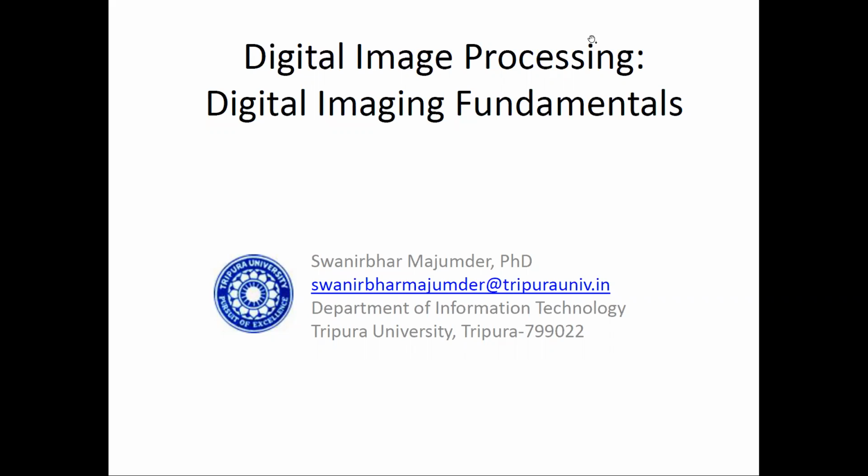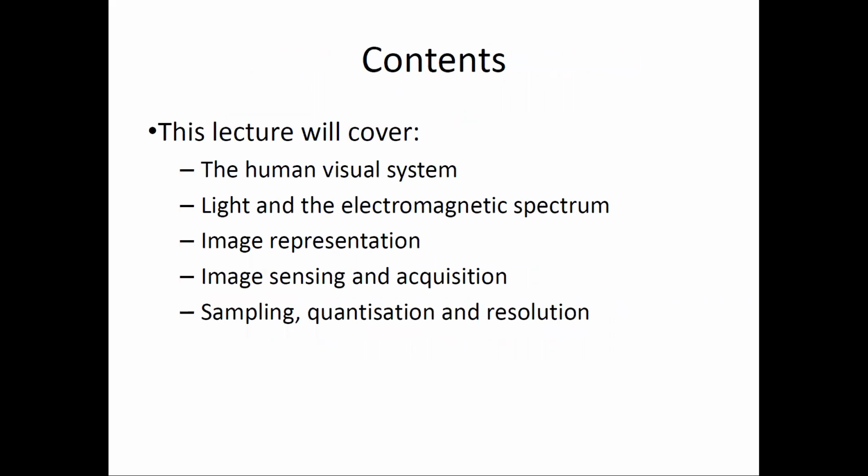Hello. So I am discussing digital image processing and imaging fundamentals here, which is the second chapter. I'll not be completing the full chapter here, though the contents of the chapter will consist of the human visual system, light and electromagnetic spectrum, image representation, image sensing, image acquisition, sampling, quantization, and resolution. But today I'll be completing only up to the image sensing and acquisition part.